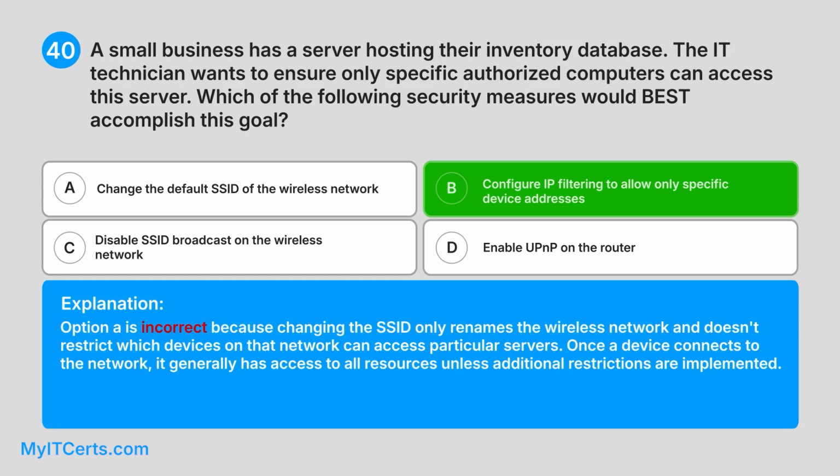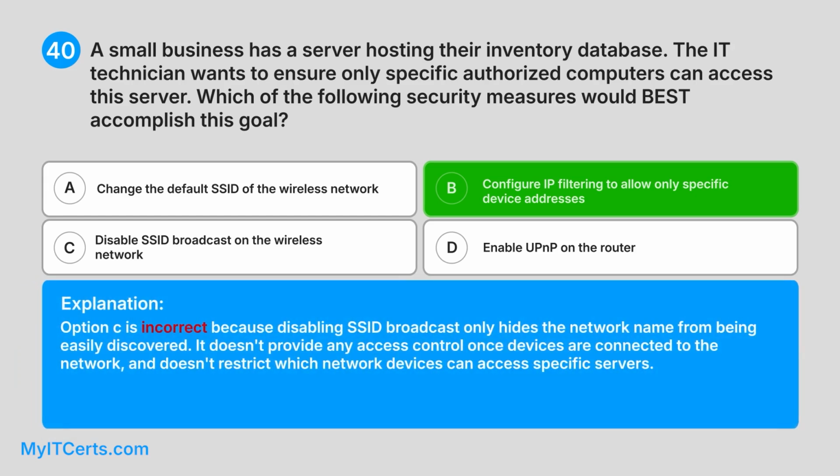Option A, change the default SSID of the wireless network, is incorrect because changing the SSID only renames the wireless network and doesn't restrict which devices on that network can access particular servers. Once a device connects to the network, it generally has access to all resources unless additional restrictions are implemented.